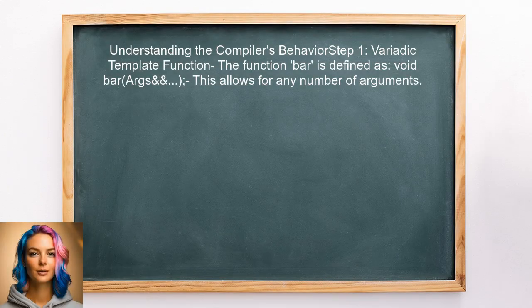To understand why the compiler does not give an ambiguous reference error, we first need to look at how the function bar is defined. The user should note that bar is a variadic template function, which means it can accept any number of arguments.